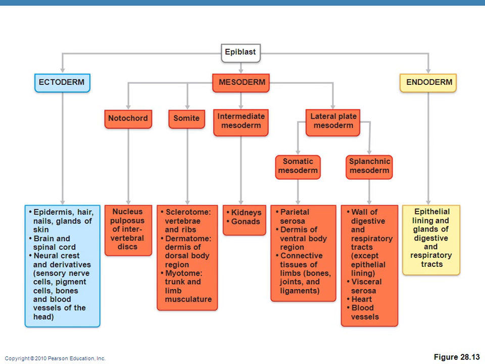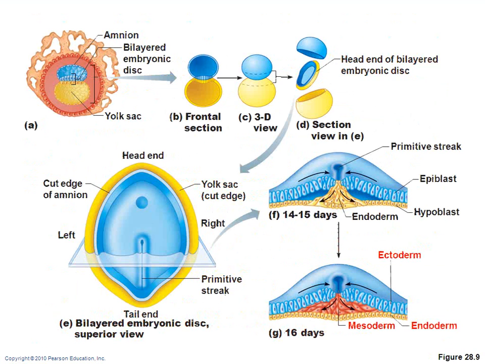I mean, you can look at this list here. Myotome, we're talking about muscles, and remember, myo means muscles. Kidneys, gonads, connective tissue, bones, joints, ligaments, walls of your respiratory tract, your heart, your blood vessels. So mesoderm is really the majority here. Okay, let's go back and just look at the picture. I have it highlighted here in red for you.